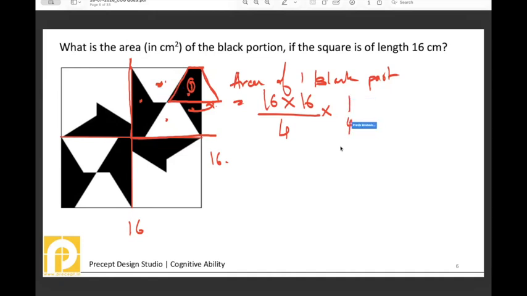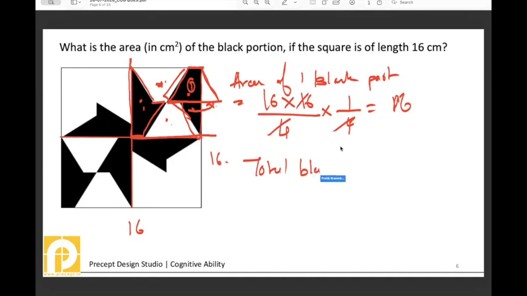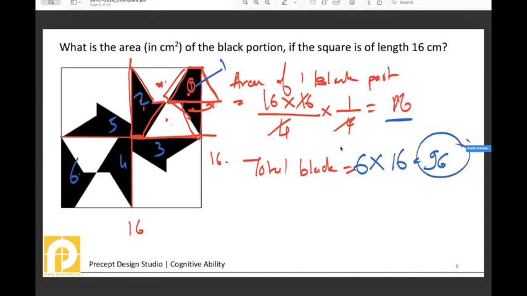Why? Because we found that 1/4 of it is made up of 1, 2, 3, and 4 identical parts. That's why we'll get the value of one part, which is this, or which can be given by this also. So by that, the area of one part comes out to be 16. So the total black part is equal to, how many black parts are there? There are a total of 1, 2, 3, 4, 5, and 6 black parts. So 6 into the area of one black part, which is 16, comes to a total of 96.